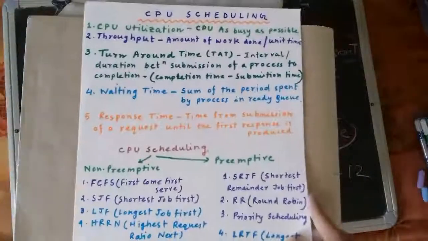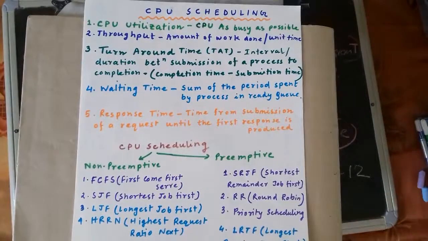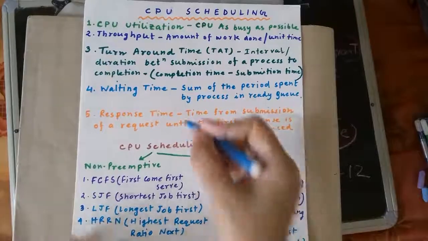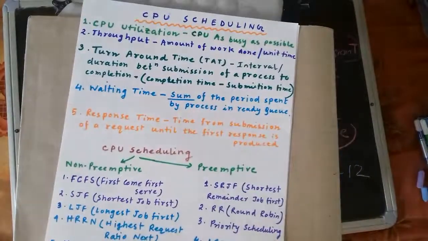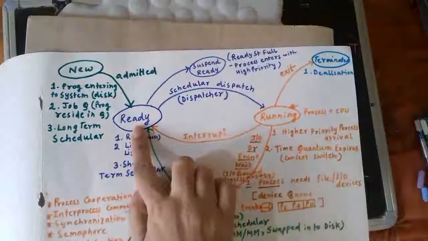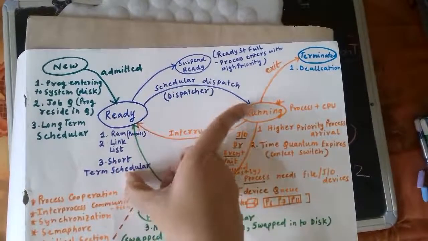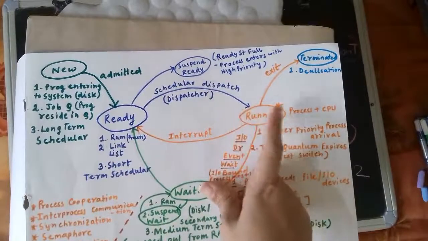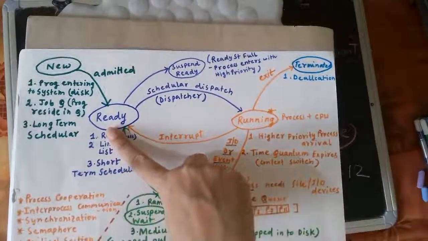Now, waiting time is the sum of the periods spent by the process in the ready queue. Please concentrate on the term sum. It is S-U-M sum, not S-O-M-E some. So why is it the sum of the periods spent? Because, as we explained in the previous video, processes are present in the ready queue. It has entered the running state. From there, because of 3 reasons, it may again enter the ready state.